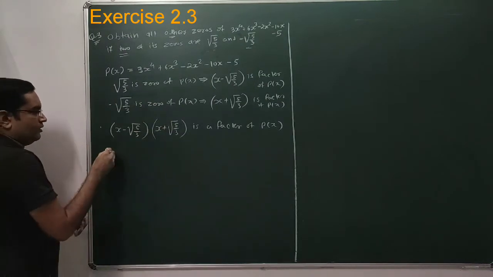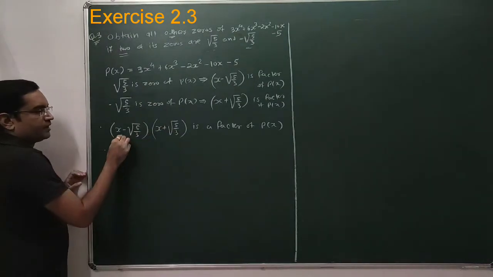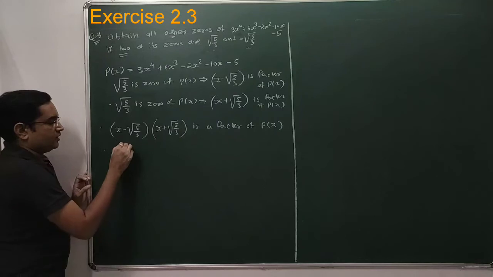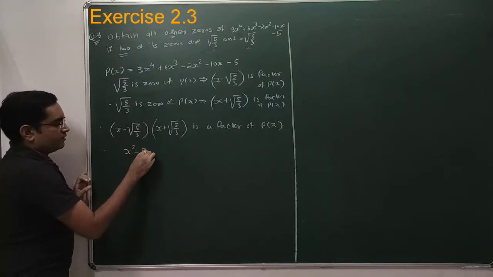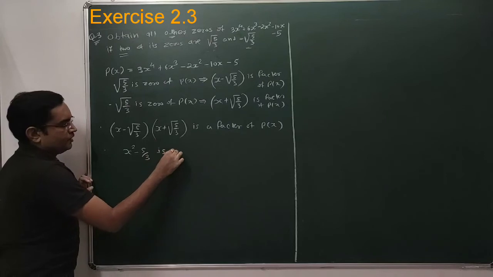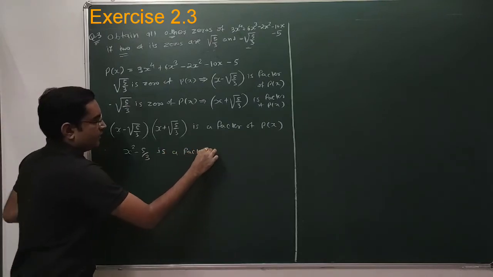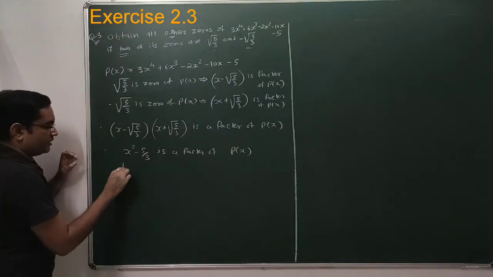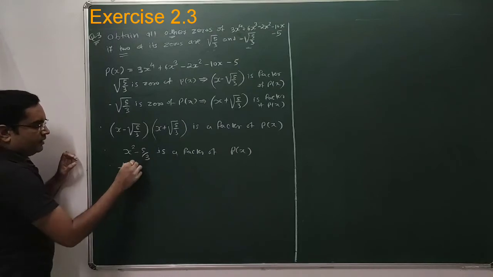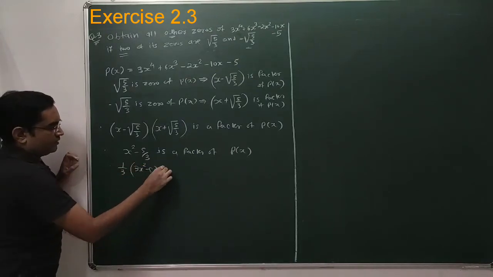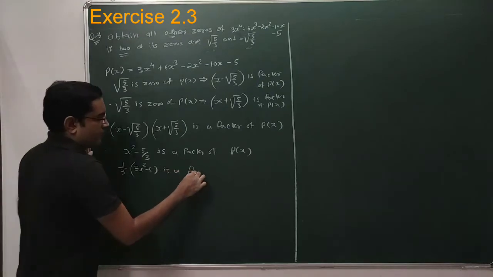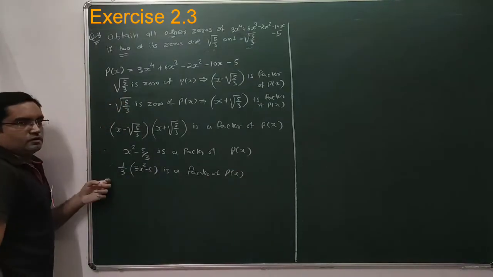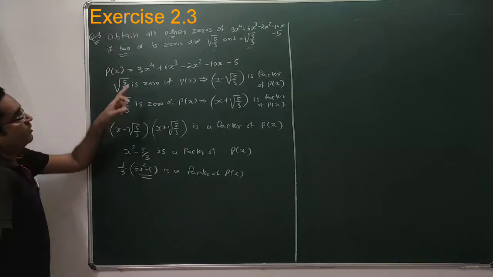If it is a factor of the polynomial, what is the multiplication? It's x minus y times x plus y, which is x square minus y square, so it's the first term square. x square minus 5 by 3 is a factor of the given polynomial p of x. You can also simplify it as 1 by 3, taking the 3 common as LCM, so 3x square minus 5 is a factor of polynomial p of x.